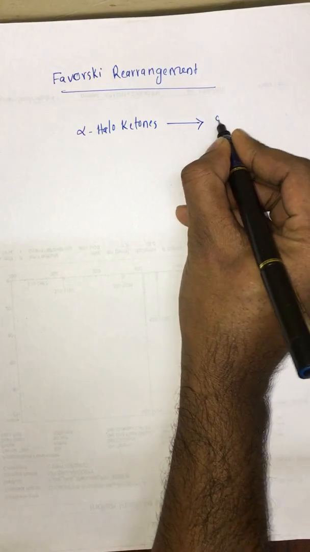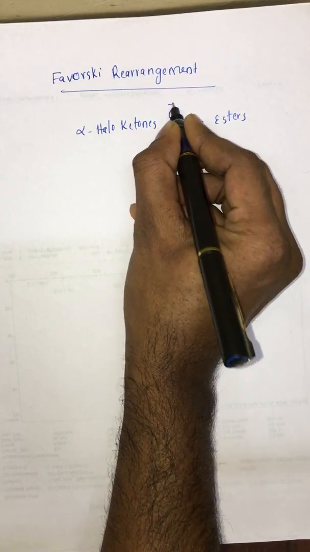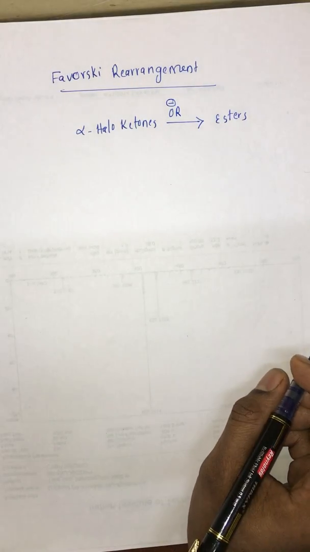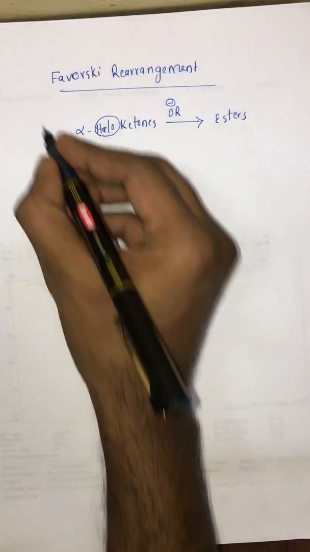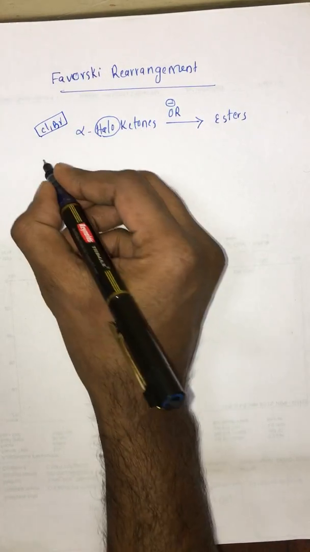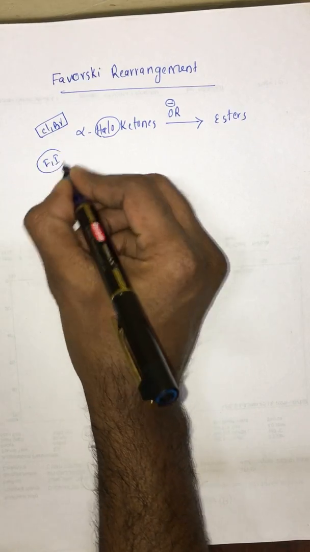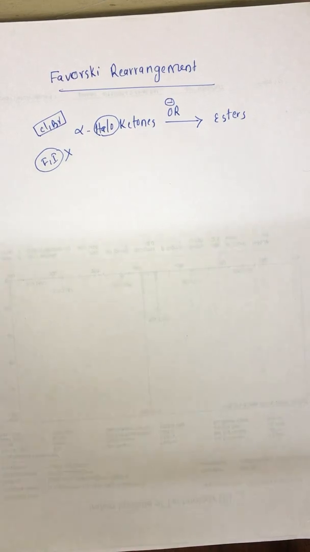that convert into esters when we have an alkoxide ion here. Here, halo does not mean all the halogens, only chlorine and bromine. Fluorine and iodine we will not see the Favorskii rearrangement; only for chlorine and bromine will we see the Favorskii rearrangement.